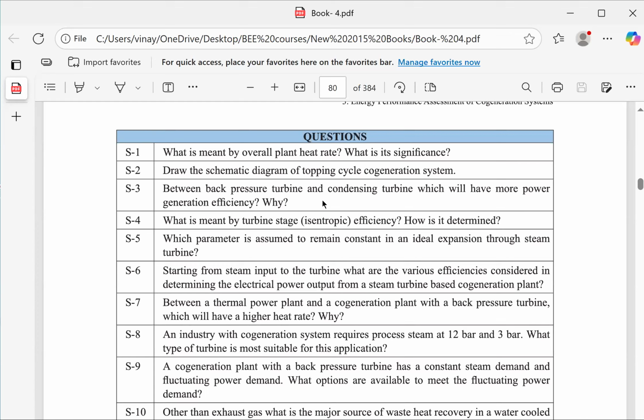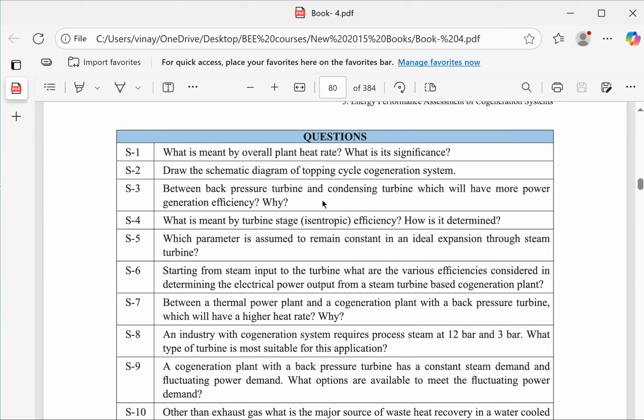What is the difference between a back pressure turbine and a condensing turbine? That should be clear in your mind. A back pressure turbine means the turbine is not exhausting into a condenser. It is exhausting at a pressure, so the heat is entirely used for process.